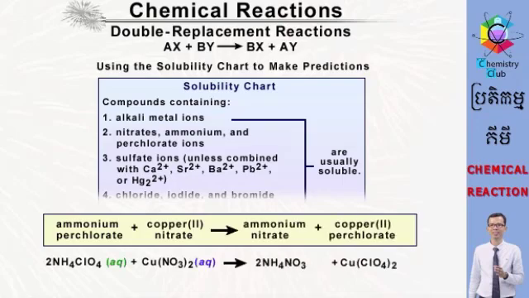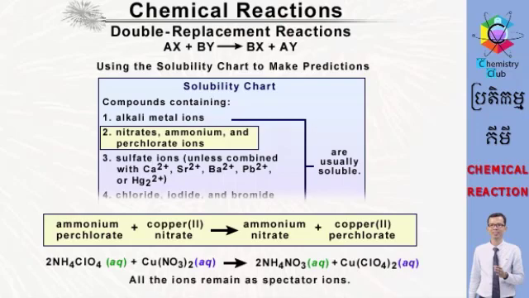The possible products are ammonium nitrate and copper 2 perchlorate. Rule 2 on the solubility chart indicates that ammonium and nitrate ions will stay in solution and be spectator ions. Perchlorate ions are always soluble, so the copper 2 ions and perchlorate ions are also spectator ions, thus there are no precipitates formed.